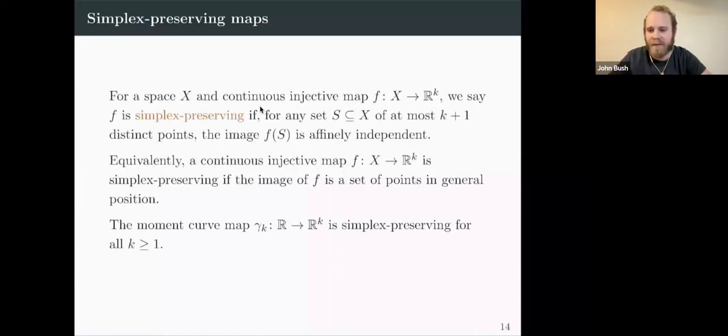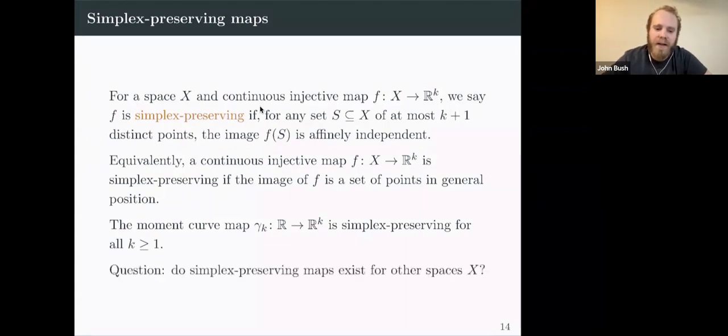So this observation about the moment curve map motivates the following definition. For a space X and a continuous injection F from X to R^k, we'll say that F is simplex preserving if for any set S of cardinality at most k plus 1 of distinct points, the image is affinely independent. Equivalently, a continuous injection F is simplex preserving if the image is a set of points in general position. For example, the moment curve map is our example of a simplex preserving map from the real line to any dimensional Euclidean space.